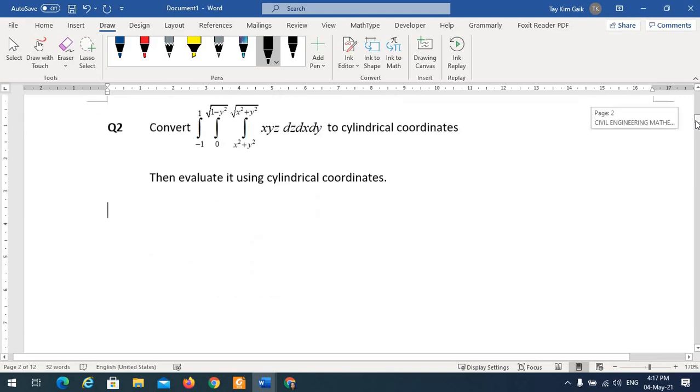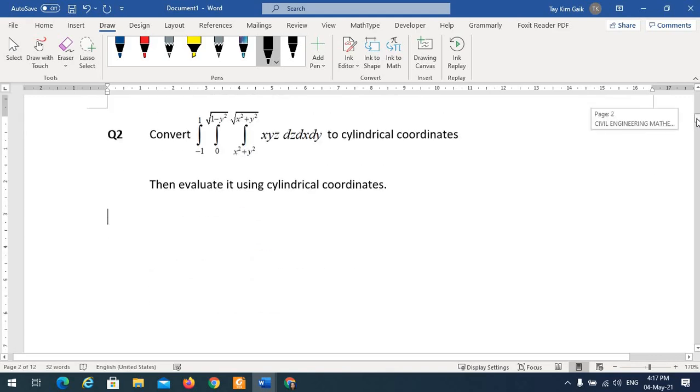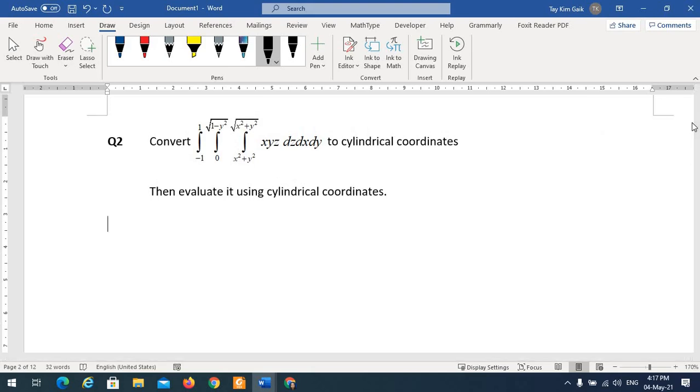To do conversion type of equation, first of all, you have to look at the limits. This is dz, dx, dy. So this is a limit for z, meaning lower limit up to upper limit. So z is actually from x squared plus y squared up to the square root of x squared plus y squared.